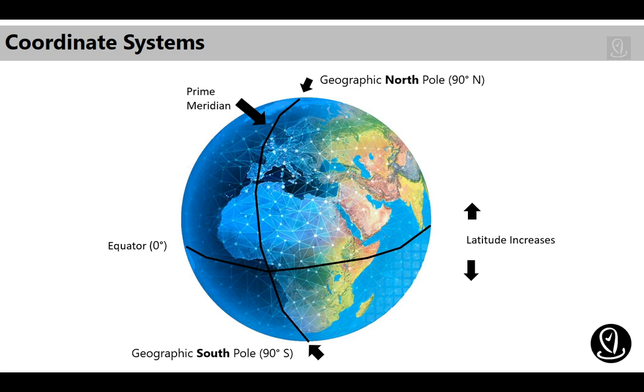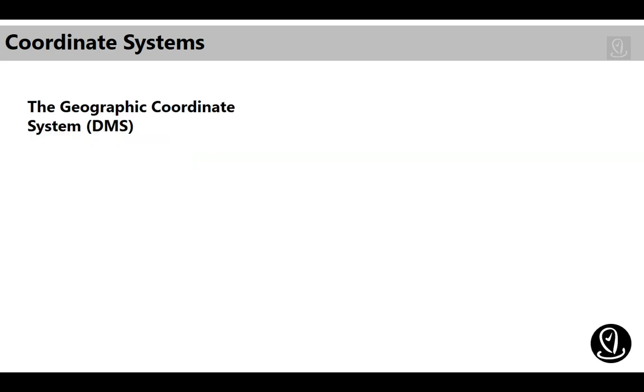The equator is a line of latitude, and lines of latitude increase towards the poles from 0 degrees to 90 degrees. The prime meridian is a line of longitude, and it increases in degrees to the east, which is measured positively, and measured negatively to the west.